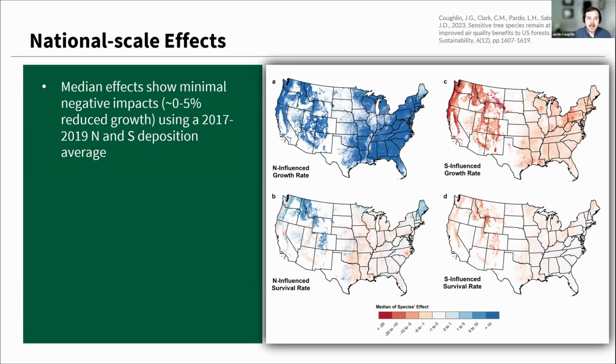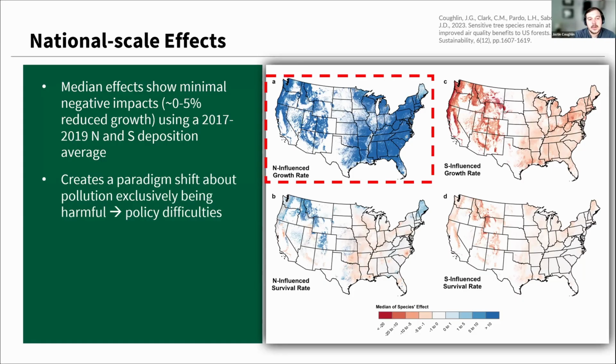What we tend to see is that, for the most part, there are minimally negative effects occurring at the median level, somewhere between 0 to 5% reductions in either growth rate or survival, with the exception of sulfur growth, and I'll talk about that a little bit later. And on the nitrogen side, you actually see increases that are occurring due to that nitrogen deposition, notably for growth. And so this creates a paradigm shift for policymakers about pollution being exclusively harmful. And we have to try to contextualize that.